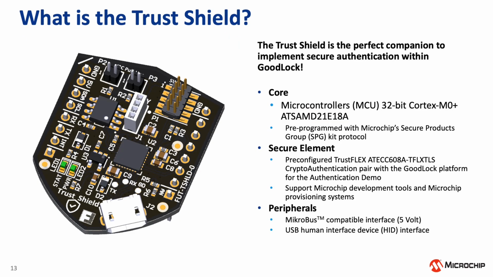The Trust Shield comes with the GoodLock. It is a small daughter card and it plugs into the GoodLock. The Trust Shield is based around Microchip's secure hardware element, the ATECC 608A.